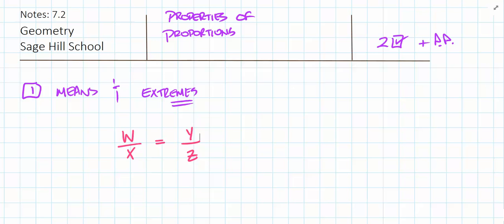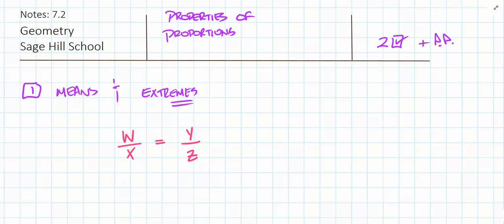Okay, so now that we've started talking about proportions and ratios, we're going to talk about the properties of proportions. Again, I anticipate that you've seen this already, so that's a good thing. And so we're going to pick up right where we left off. So we're talking about means and extremes.